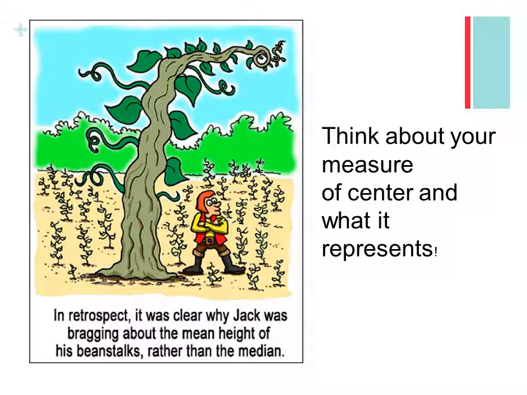Okay, so just a little comic to think about your measure of center. In retrospect, Jack was bragging about the mean height of his beanstalks rather than the median. The median beanstalk would be much smaller, and it is resistant to outliers. However, the mean is not, so he's going to look like his beanstalks are much larger than they should be.